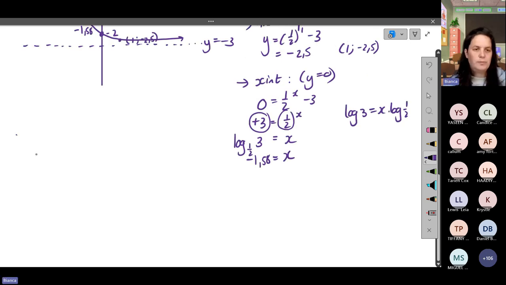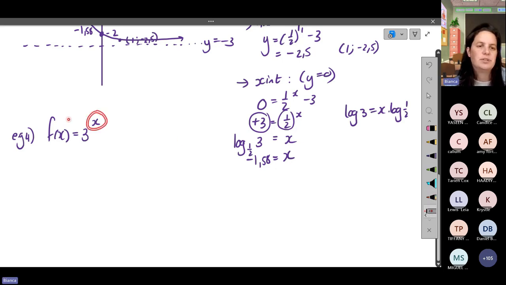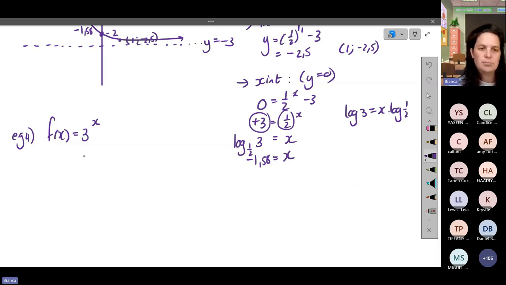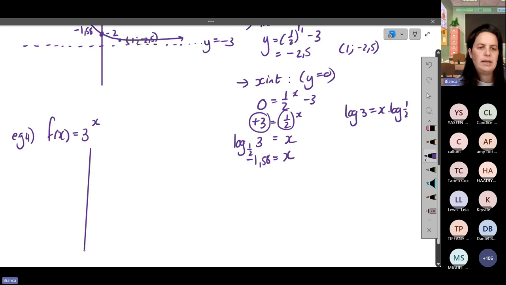Let's call this example 4. Here's your function, a very simple one: f of x equals 3 to the power of x. Now, how do you recognize it's an exponential function? Because the exponent is x. When the exponent is x, we know that it's an exponential function. In this question, I know that it's going to be an increasing one. So once again, I ask you to draw this one. Very simple one, though.